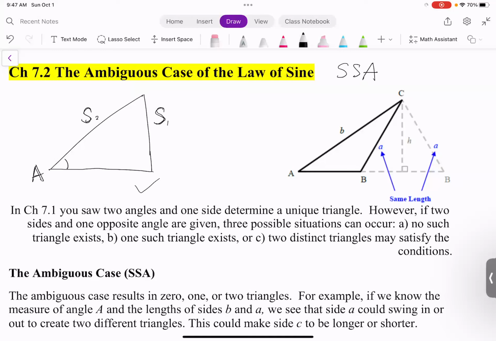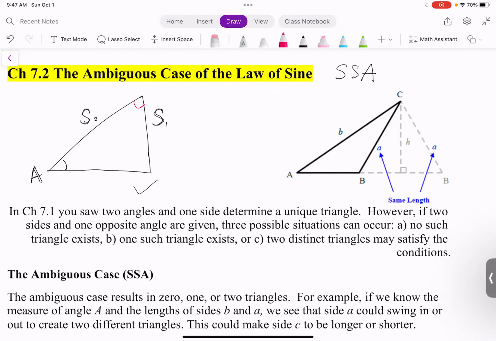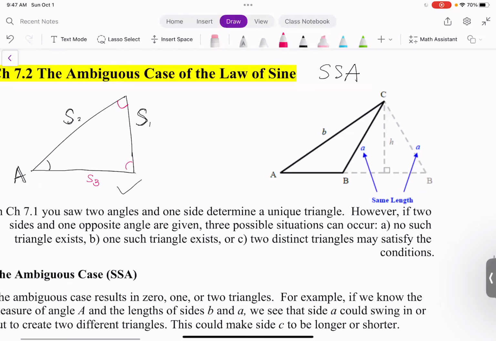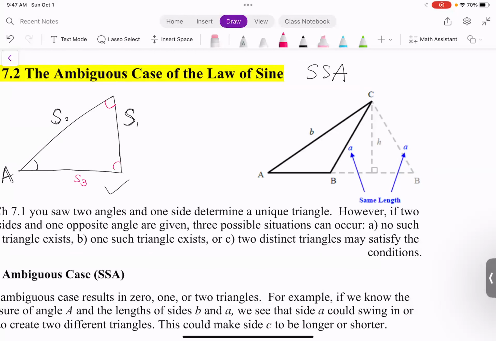So first, I could have only one case, one solution. I can use the given information, find the missing information, find the other two angles, and find another side. I say the side is S sub 3. Maybe I have only one solution for finding the triangle. Maybe I have two solutions. So two solutions is here.